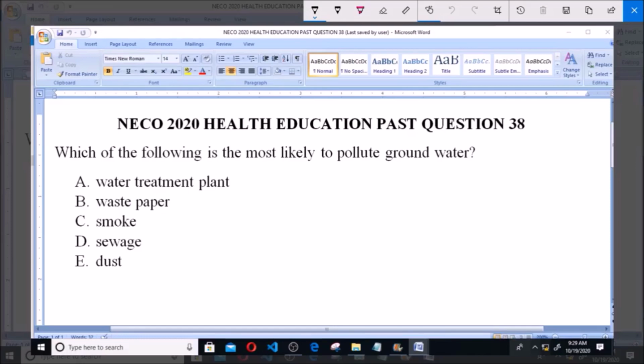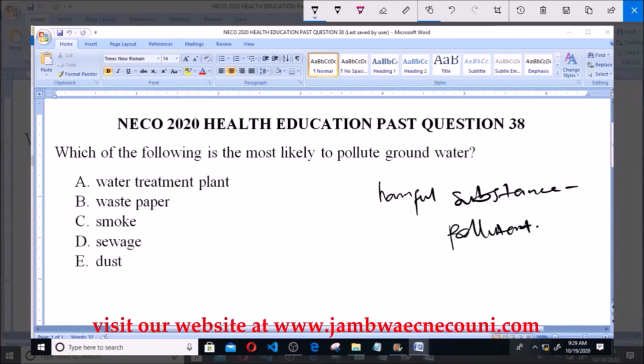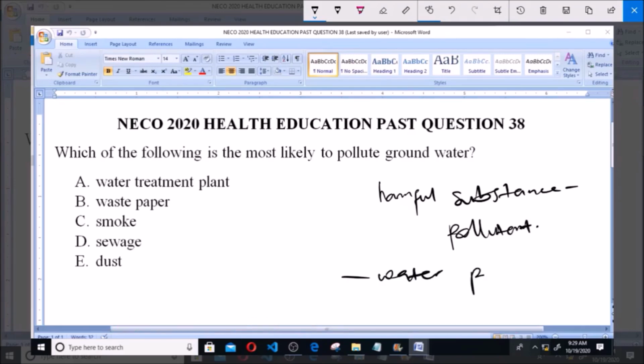Now, we know that pollution simply refers to the release of harmful substances into the environment. This environment includes the water, the soil, that is the land, and the air. These harmful substances that are released into the environment are referred to as pollutants. Those that pollute water bodies are referred to as water pollutants, those that pollute the air are referred to as air pollutants, and those that pollute the soil or the land are referred to as soil pollutants, since pollutants are harmful substances that cause damage to the environment.